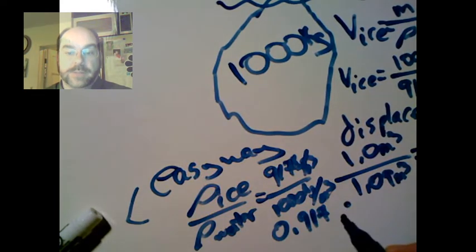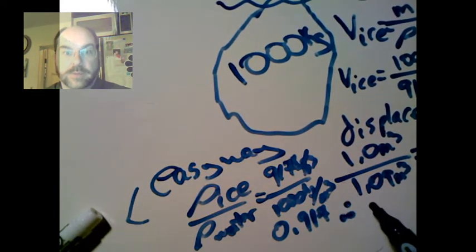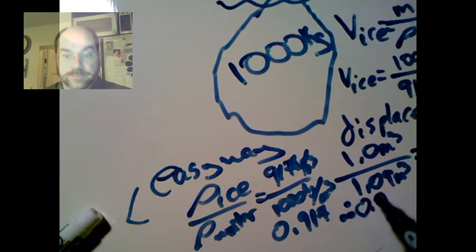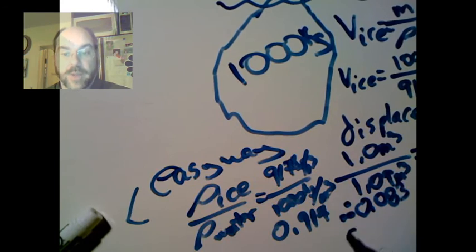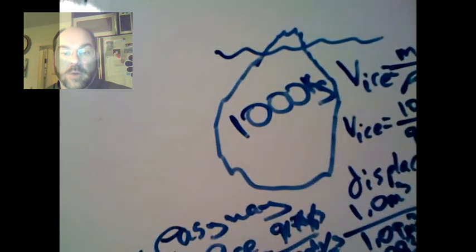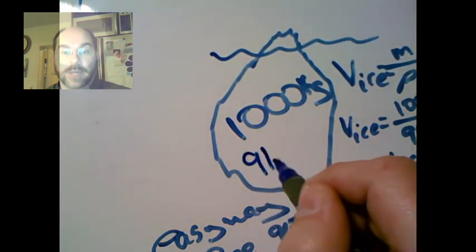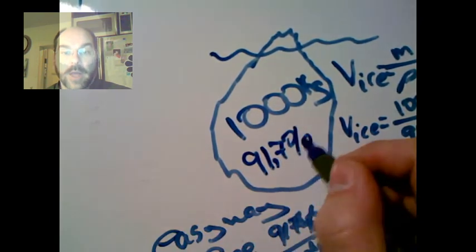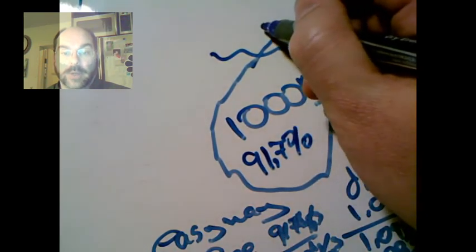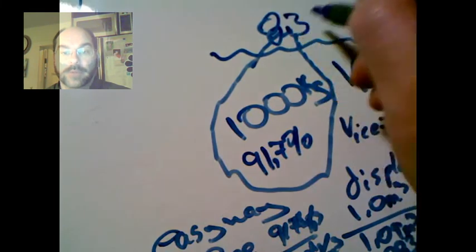Then we can play with that. So therefore, the rest of that 1 unit is floating above. 0.083 is above the water line. We're used to percentages, so if we want to turn that into percent, we can say that this iceberg has 91.7% beneath the water and a mere 8.3% above the surface of the water.